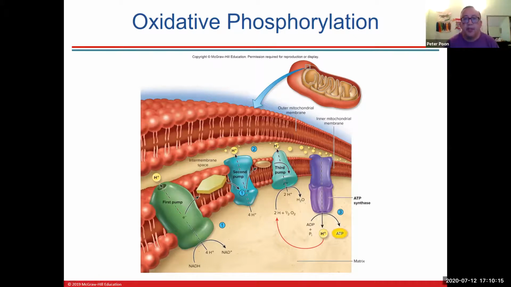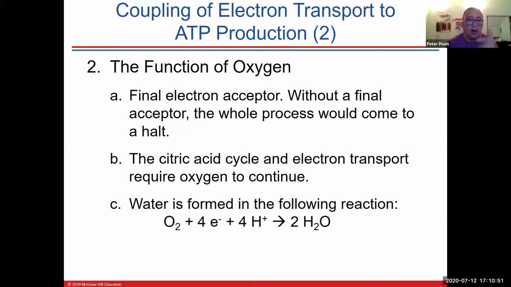So you have 10 NADHs. Remember that chart? We have 10 NADHs, each pumps 3 hydrogens in. So for a molecule of glucose, you're pumping in 30 H pluses. You have 2 FADH2s, each one pumps in 2, so you have 4 hydrogens in there. So for a total of 34 hydrogens in that space, per molecule of glucose. Okay, so I already explained the function of oxygen.